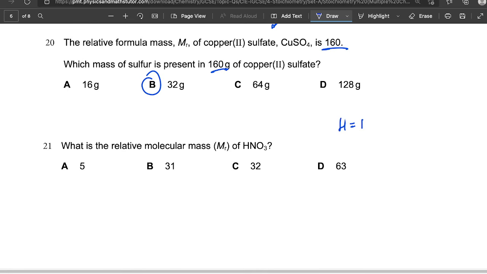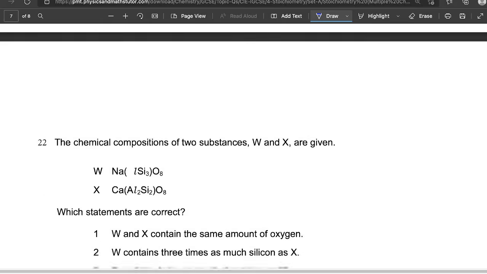So hydrogen is 1, nitrogen is 14, oxygen is 16. So we multiply this by 3. Then we use our calculator. So 1 plus 1, 14 plus 15 times 3. The answer is 63. So 21 is D. Move on to the next question.